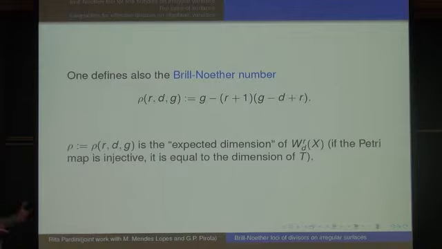Because in the Brill-Noether locus you also have line bundles with bigger H0. So this is H0 times H1 in the generic case.